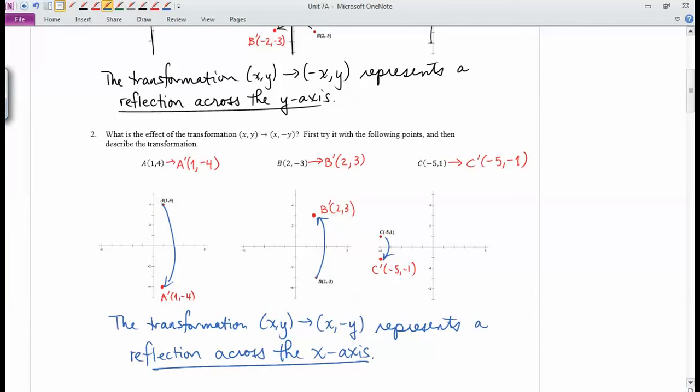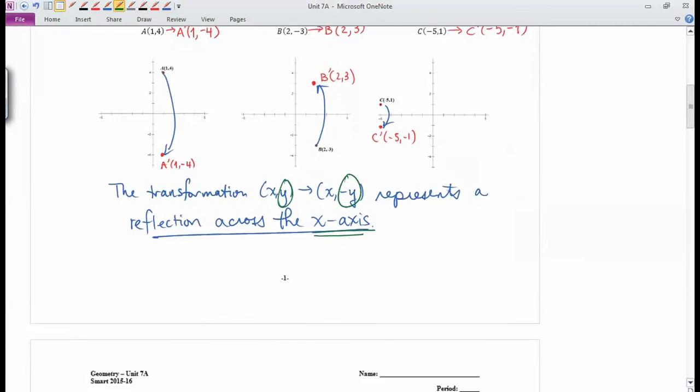So notice this is often confusing to students. Notice in the first one the x's change, but you're reflecting across the y-axis. In the second one the y's change, you're reflecting across the x-axis. So that seems a little backwards to students, but if you graph it, it's more obvious.